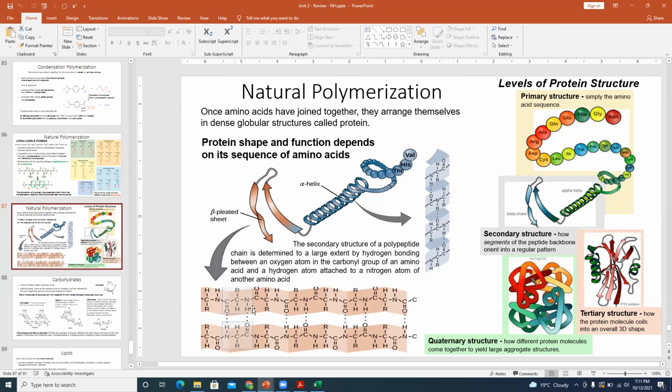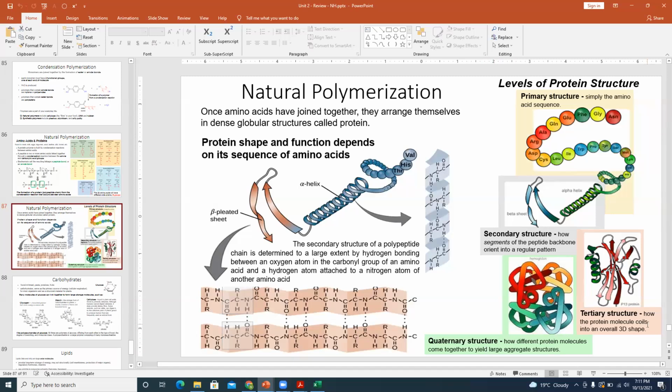And the same on beta pleated sheets. You have these chains and they run in opposite directions and they form hydrogen bonds across each other, and that's how they become stabilized and they form these sheets instead of these helices. And these two types of structures, beta pleated sheets and alpha helices, are known as secondary structures. So the secondary structure is how this segment of the peptide orients itself into some sort of regular pattern. And from there, that leads to tertiary structure and quaternary structure.